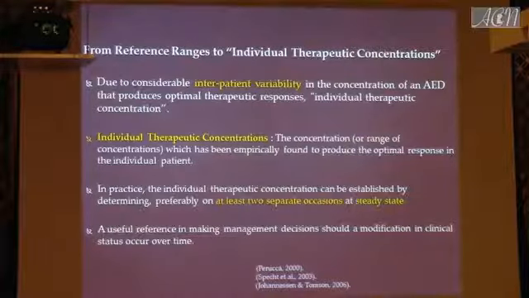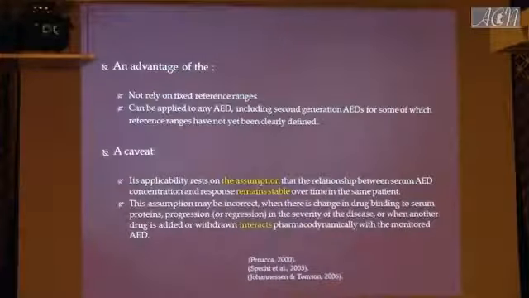Now in clinical practice, how can I decide the individual therapeutic concentration? You need at least two separate measurements at steady state when the patient is well controlled. And the beauty of that is you can use this information to monitor the patient's response. Should the patient have any breakthrough seizure, you can go and check his level and make sure he is in his own therapeutic concentration.